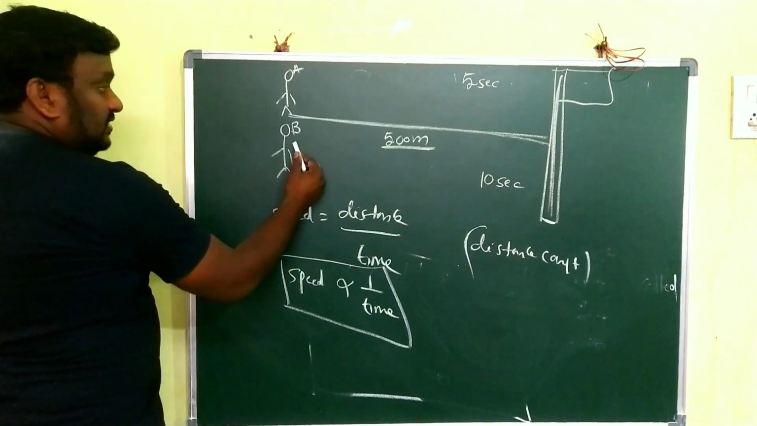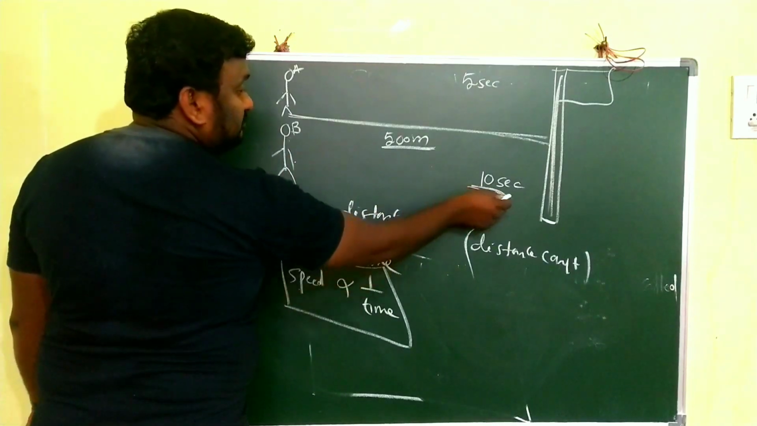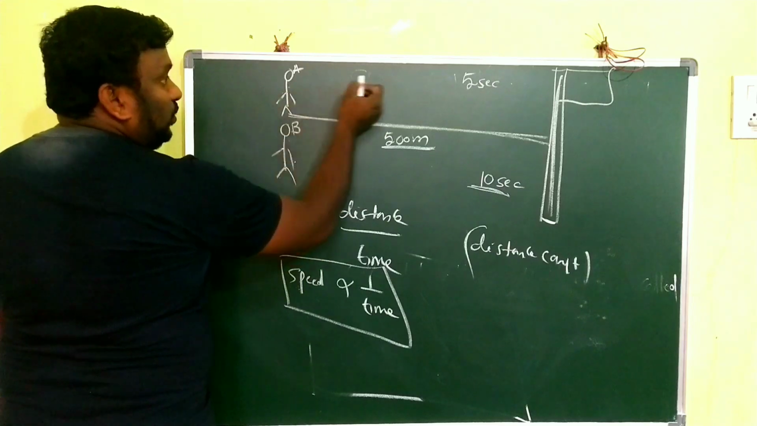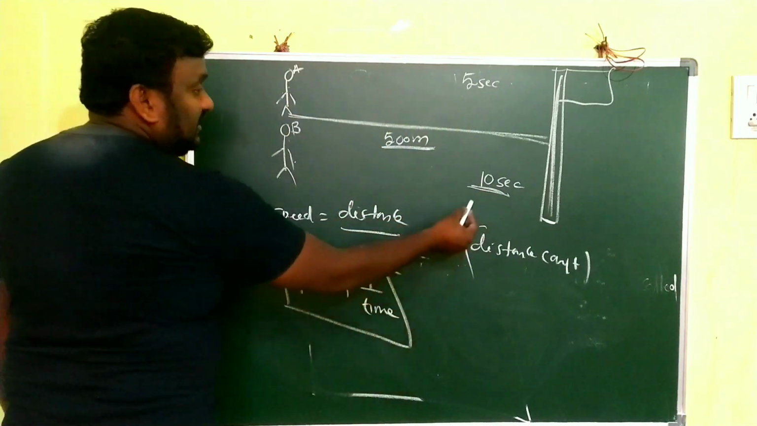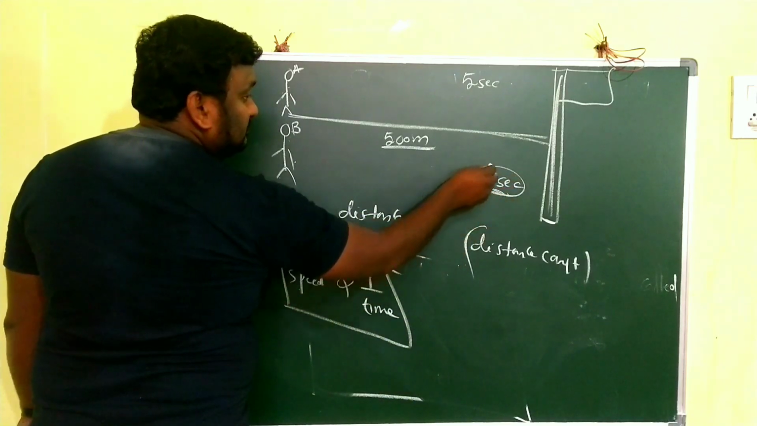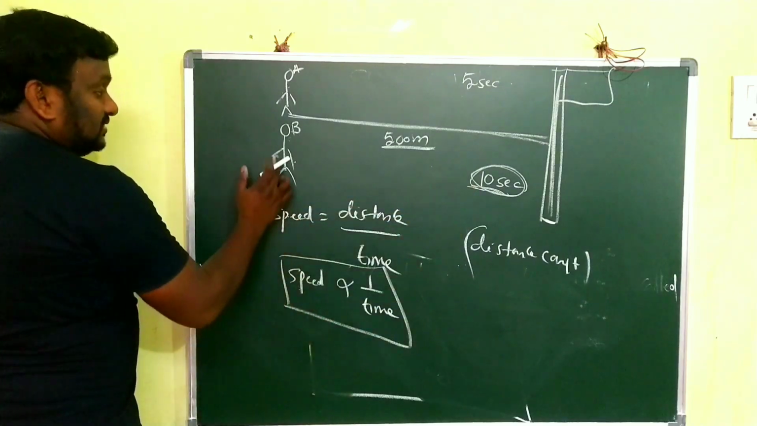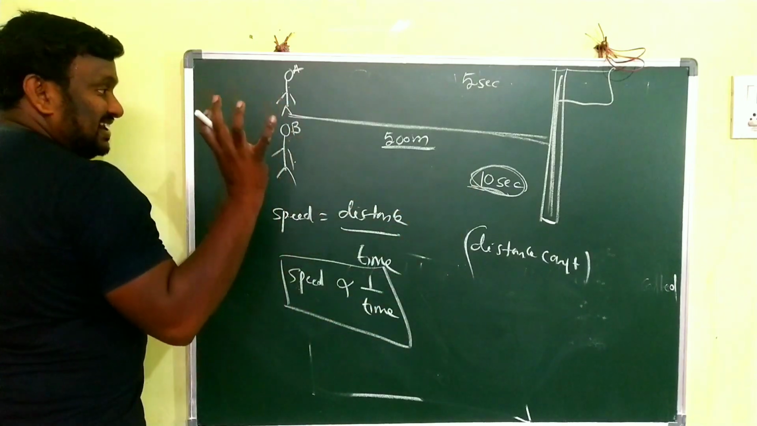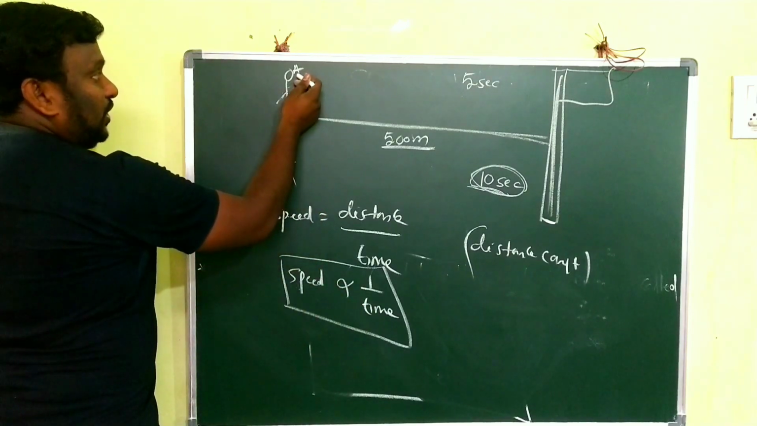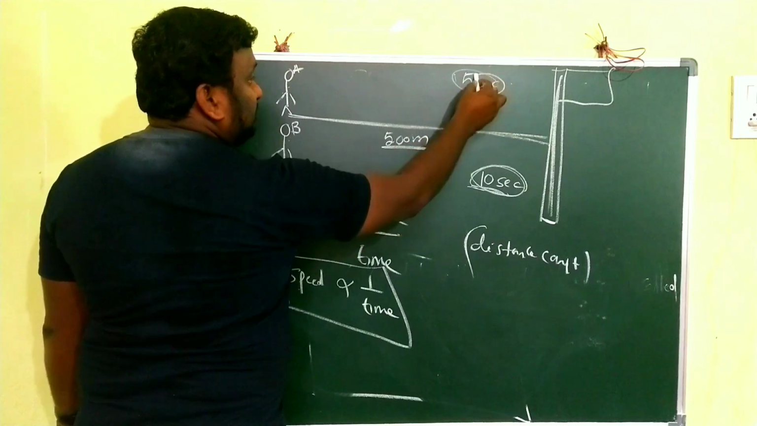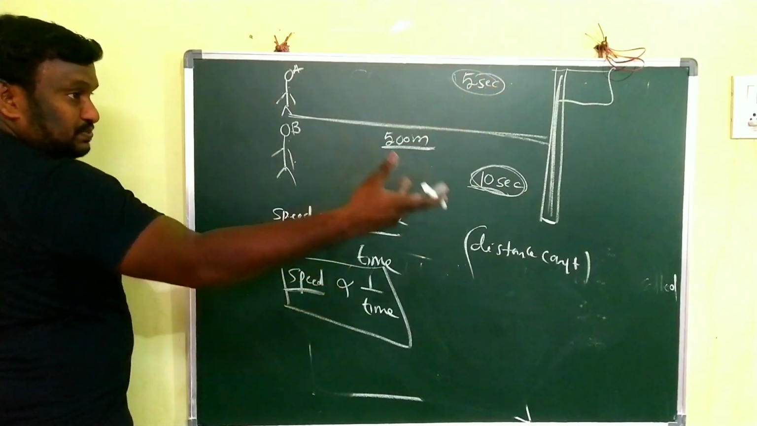Clear? Here boy B takes more time, because A took only 5 seconds and B took 10 seconds. That's why in this case time is more. So boy B has less speed, inversely proportional. Clear? And boy A took less time, that's why he has more speed.